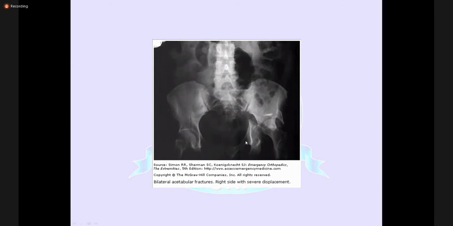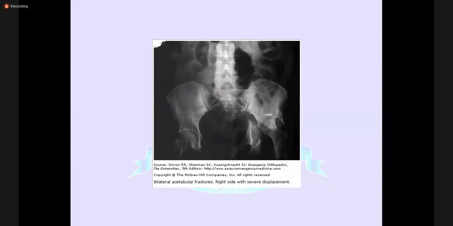Why is it an indication for open reduction and internal fixation? Because see, this is the congruent articular surface on the right side, and here it is not a congruent articular surface, and the femoral head is also displaced. This is associated with a fracture of the acetabular dome and a displaced femoral head. So it is an indication for open reduction and internal fixation. How to fix?